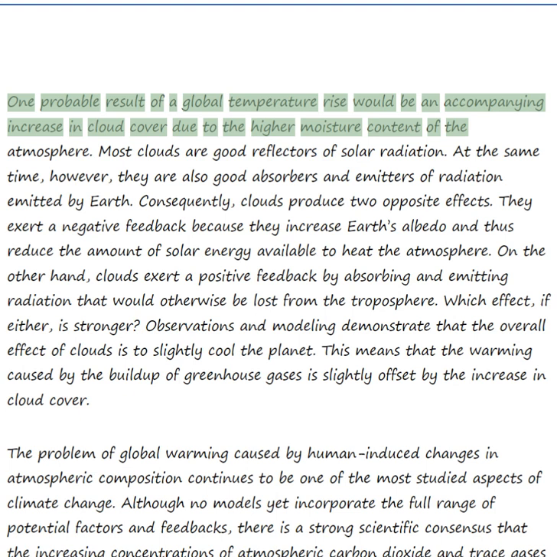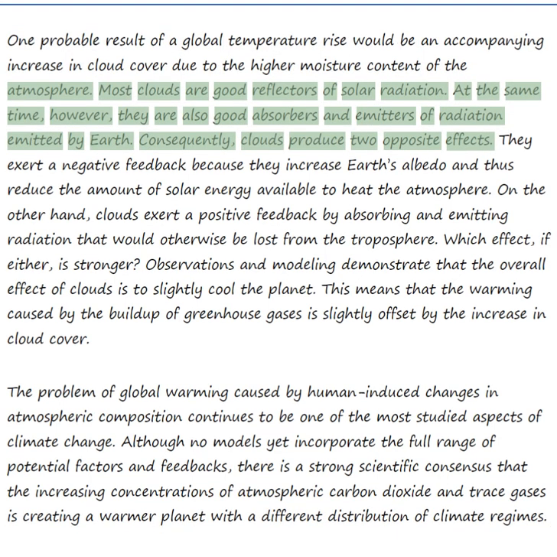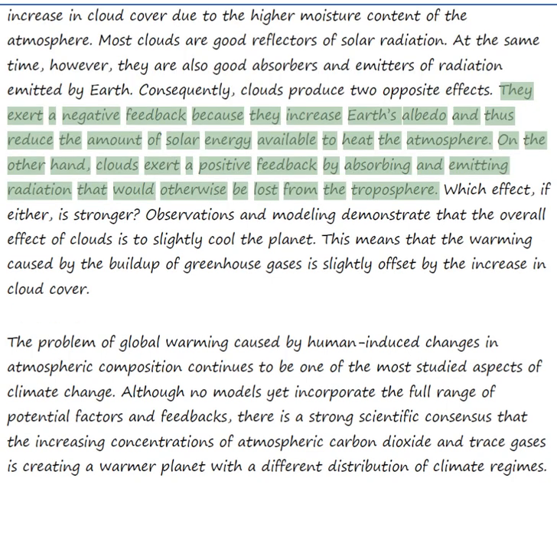One probable result of a global temperature rise would be an accompanying increase in cloud cover due to the higher moisture content of the atmosphere. Most clouds are good reflectors of solar radiation. At the same time, however, they are also good absorbers and emitters of radiation emitted by Earth. Consequently, clouds produce two opposite effects. They exert a negative feedback because they increase Earth's albedo and thus reduce the amount of solar energy available to heat the atmosphere. On the other hand, clouds exert a positive feedback by absorbing and emitting radiation that would otherwise be lost from the troposphere.